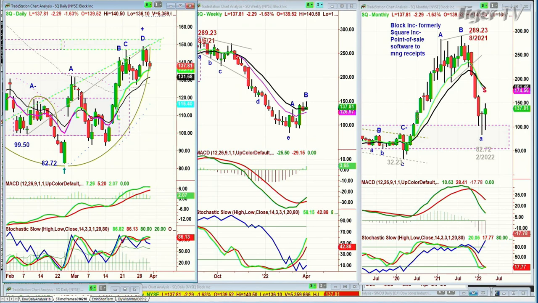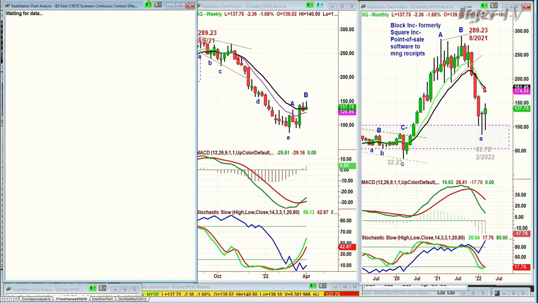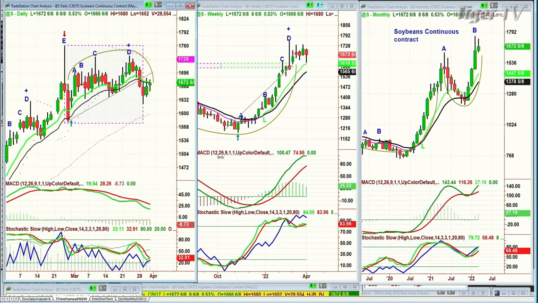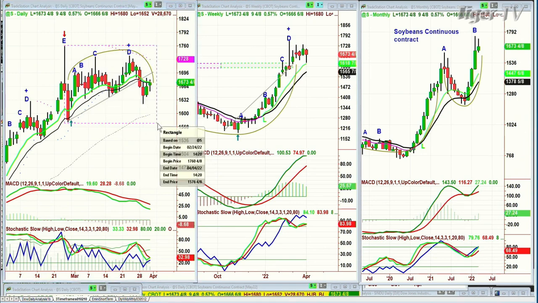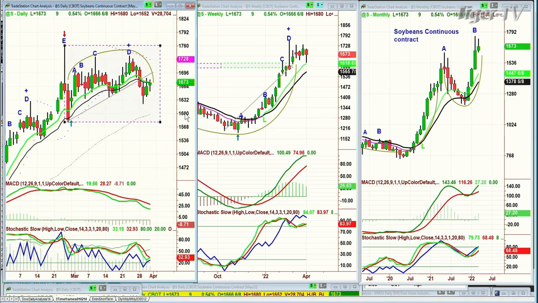The other one is, let me just finish up here. Soybean, continuous contract. S is the symbol. It made a peak E, and there's the rectangle formation. Rule of thumb in a large rectangle formation is, if it starts to make higher highs and higher lows, it can do a peak A, a peak B, a peak C, even a peak D, just under, right on, or just above the previous high, and then go back into the rectangle.